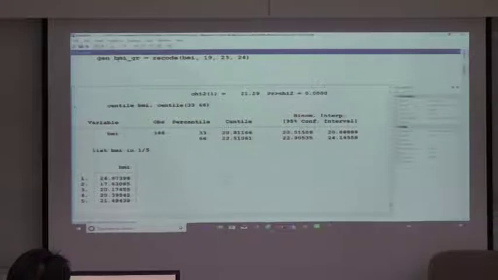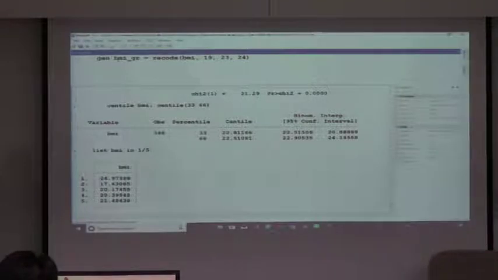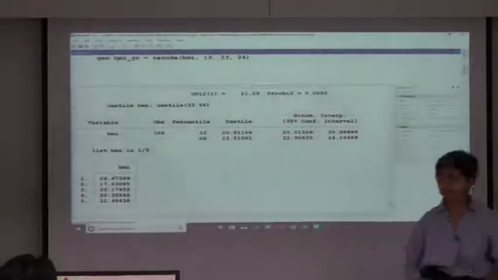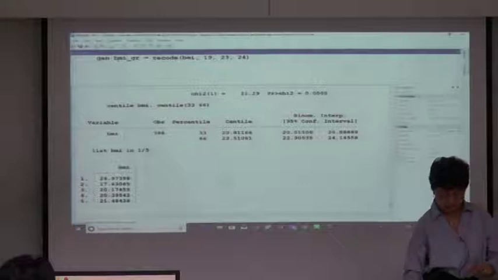Or lower, open end in lower way. And then 23, that means higher than 19 but lower than or equal to 23. And then the last cutoff, 24 or higher. Using this recode command, very useful this command. And enter.